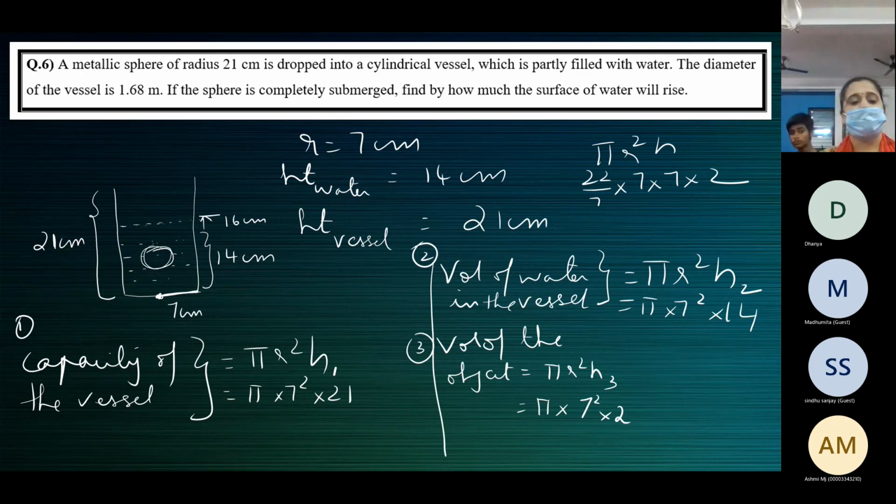So 3 things we'll have to write: capacity of the vessel, volume of the water, volume of the object. Don't be in a hurry, write it slowly. You need to understand.